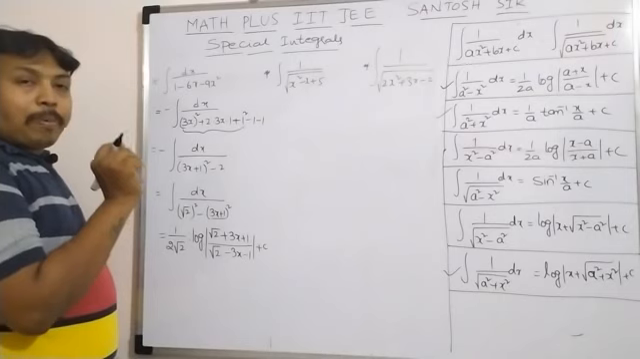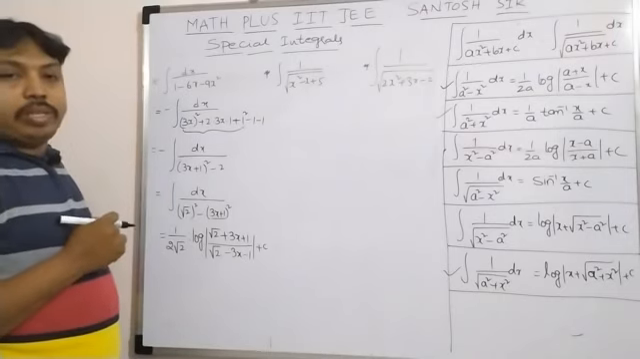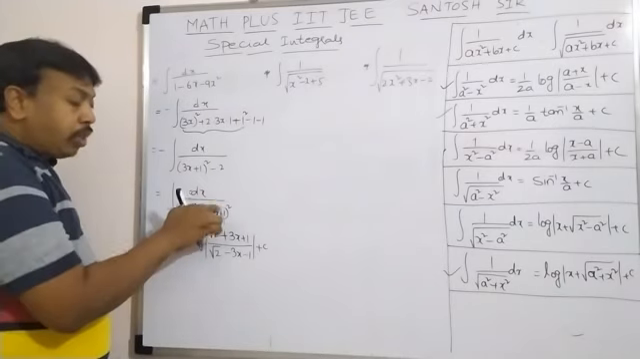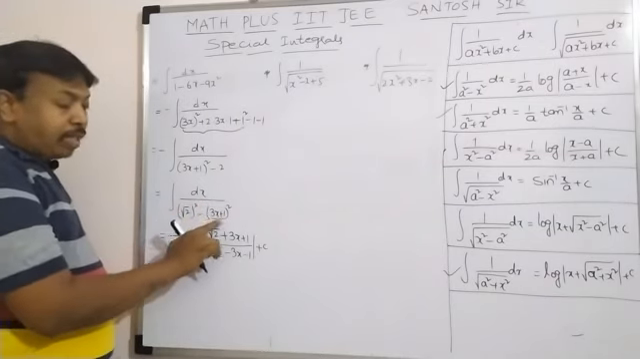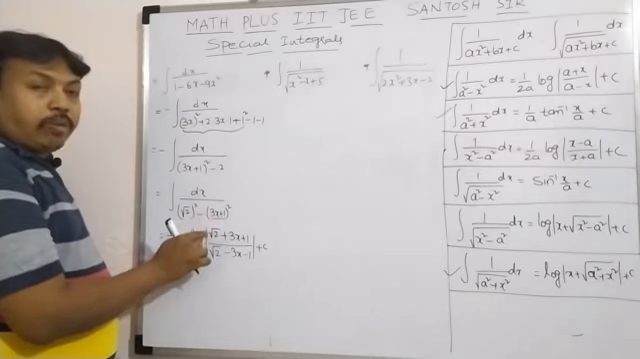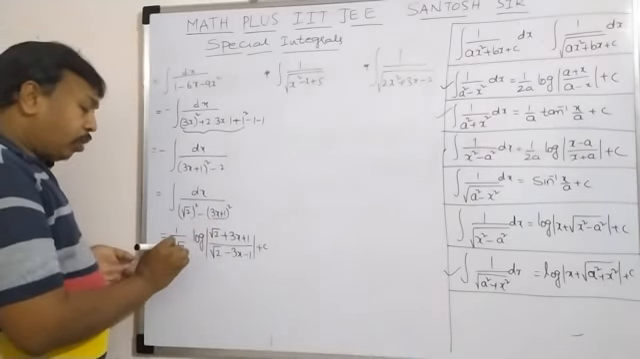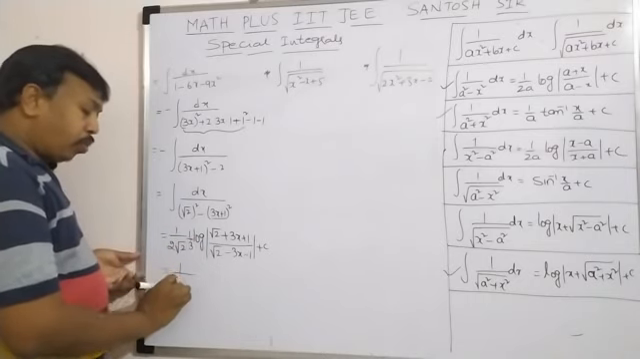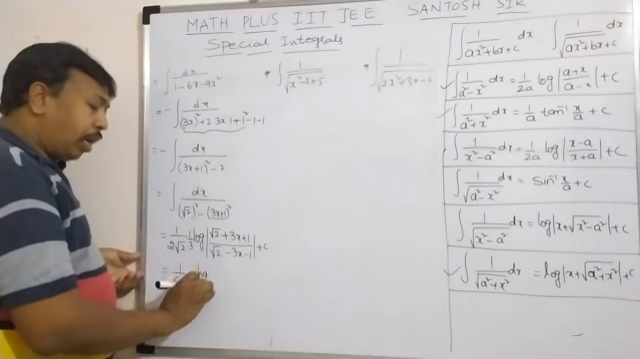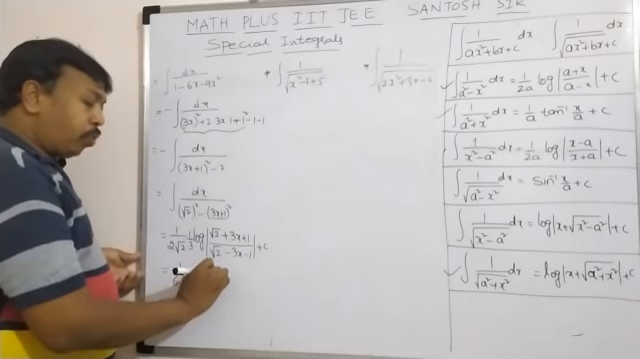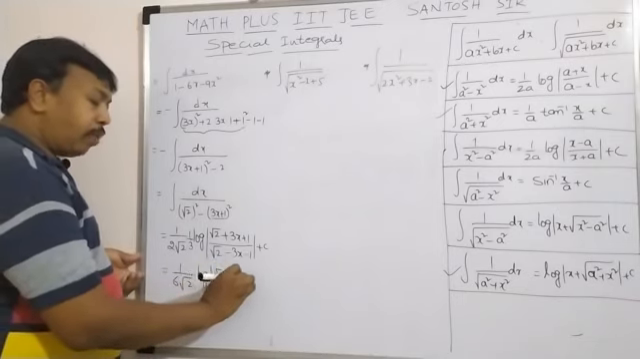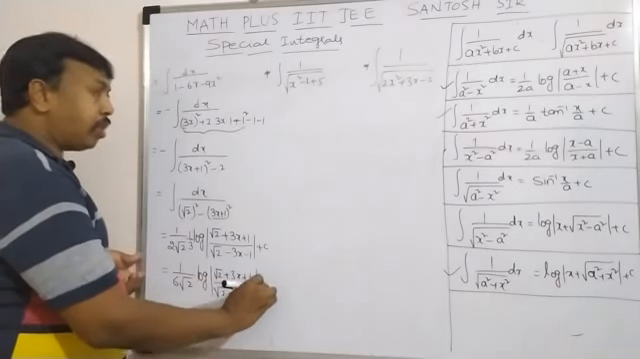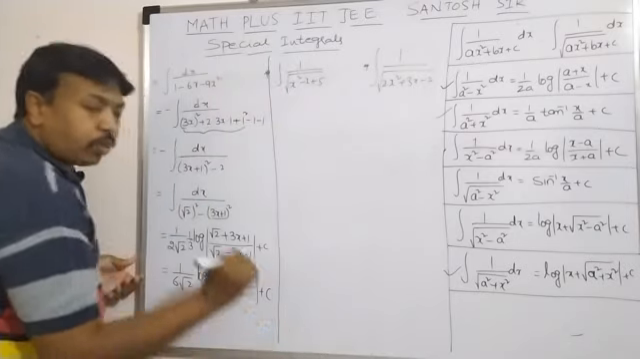So whenever in place of x any linear function is there, we are treating this entire function as x. The derivative of this function, that is 3x plus 1, is 3. So we should divide the result by that 3. So here 1 upon 3 you will get. So the answer becomes 1 upon 6 root 2 into log mod of root 2 plus 3x plus 1 upon root 2 minus 3x minus 1 plus c. Now let us go to another question.